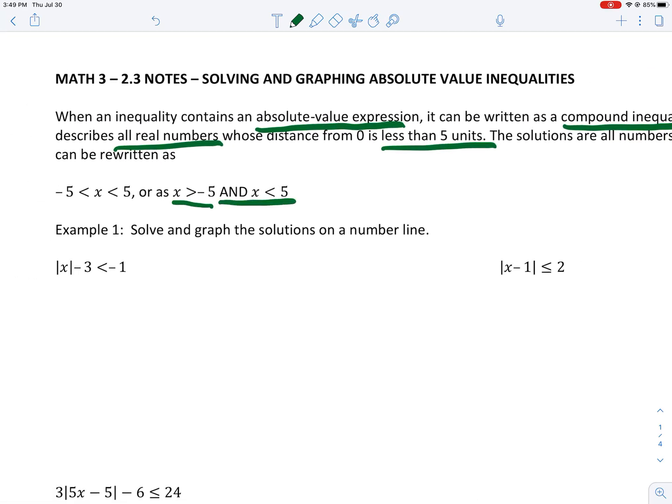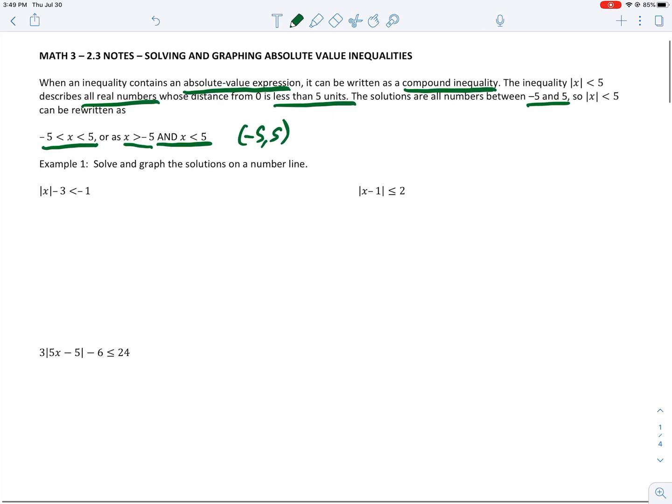So that can be written as x is less than 5 and greater than negative 5, or what we call a compound inequality. x is less than 5 and x is greater than negative 5. Or as an interval, that would be from negative 5 to 5. That would be interval notation.